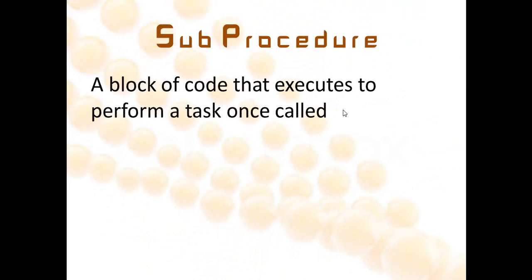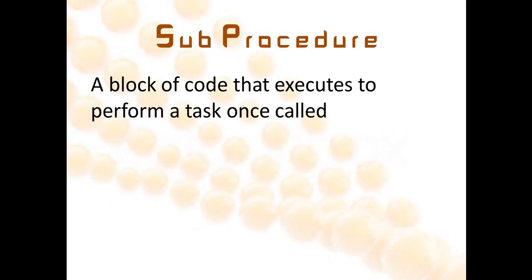A sub-procedure is a block of code that executes to perform a task once called. In case you have done some other languages like Java or JavaScript, you see something called a function. Sub-procedures act like functions, but they act as void functions. So what's a void function? A void function is a function which executes but does not return a value.